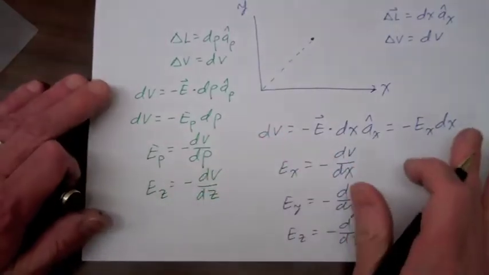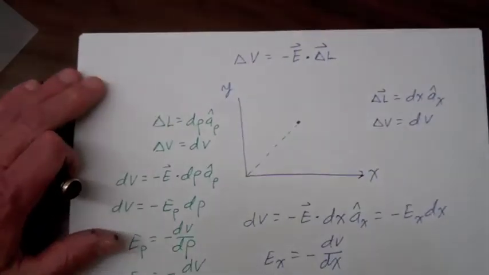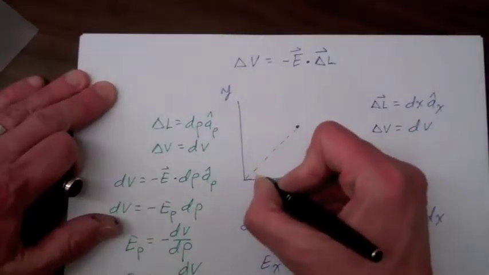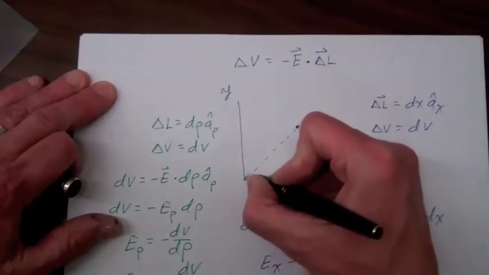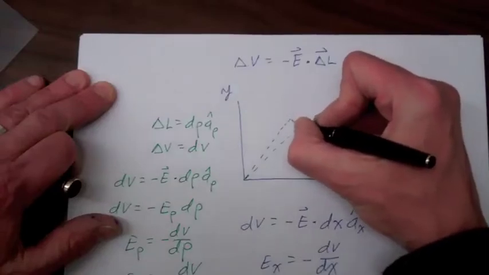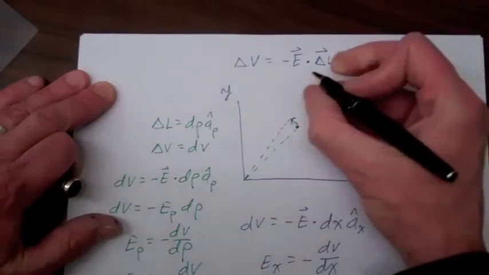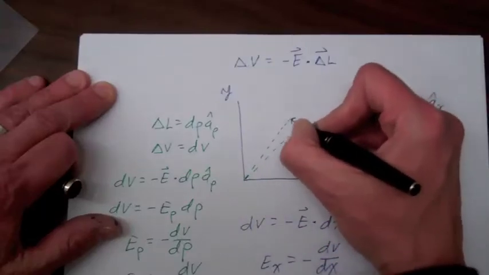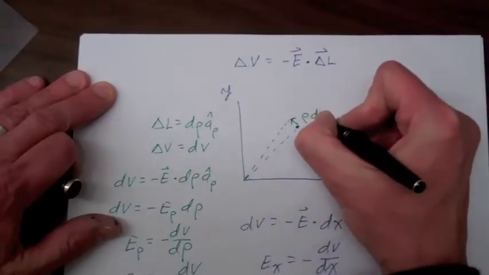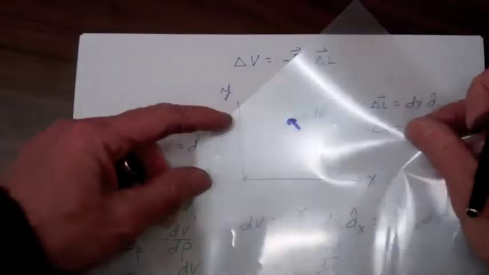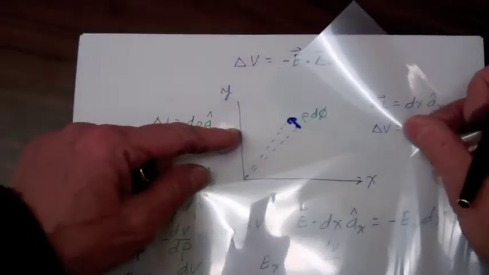And now we have one more to find, the electric field in the phi direction. And this is the one that's going to be a little bit different. So now if we change phi by an amount d phi, we will move this distance here, which will depend on the coordinate rho. So this length will be rho d phi. Now what we want to do is adjust our voltage probe so it's of length rho d phi.